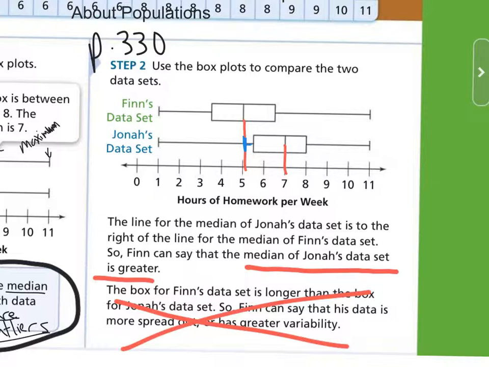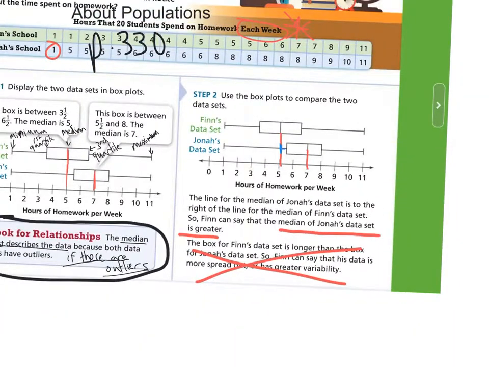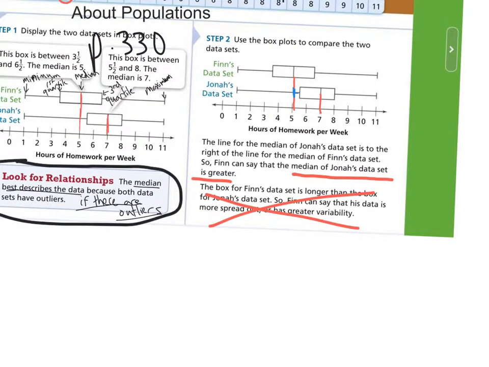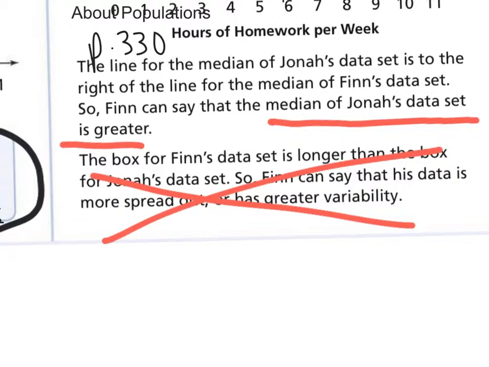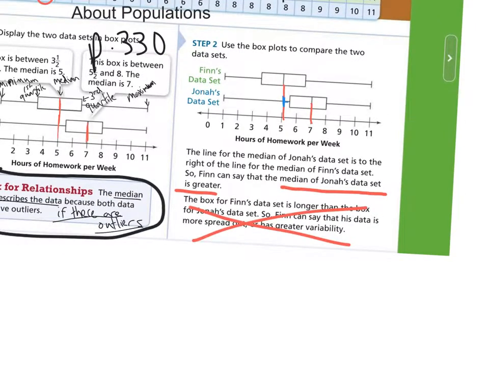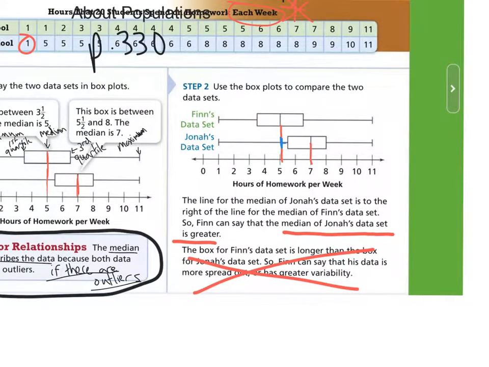Okay? That would be a drastically different looking box plot just by not having that one outlier. The book, I kind of really disagree with this statement. They said the box for Finn's data set is longer, so Finn can say his data is more spread out or has greater variability. Well, variability has to do with more so the range of numbers.